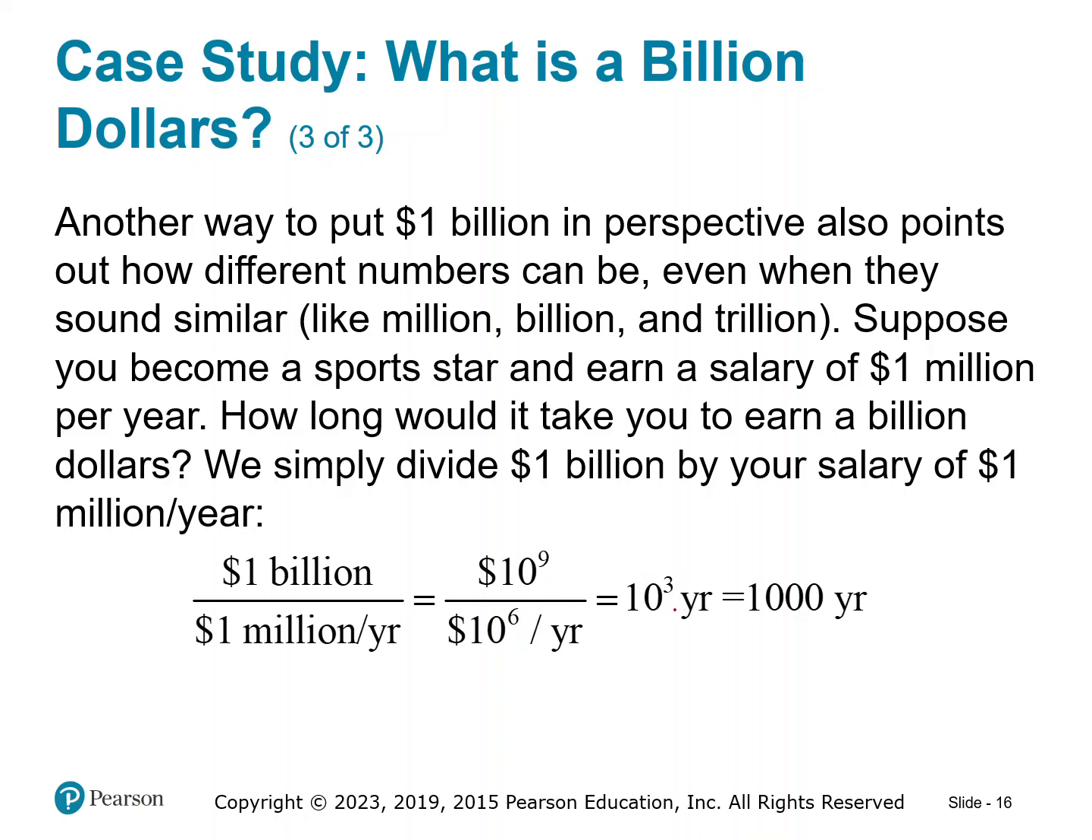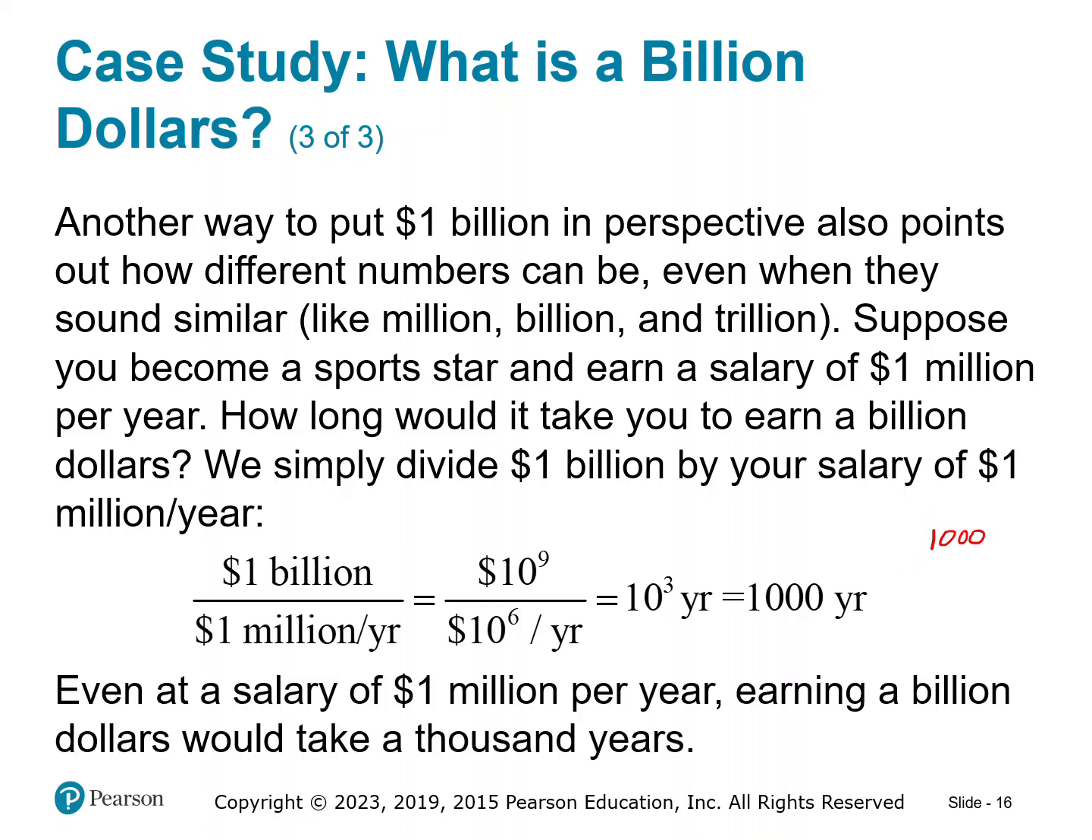10 to the third years, well, that's a 1 followed by 3 zeros, 1,000 years. So even at a salary of $1 million per year, earning $1 billion would take 1,000 years. I don't see why we can't pay public school teachers, maybe community college and university faculty $1 million a year. It'd take thousands of years to earn $1 billion. All right.